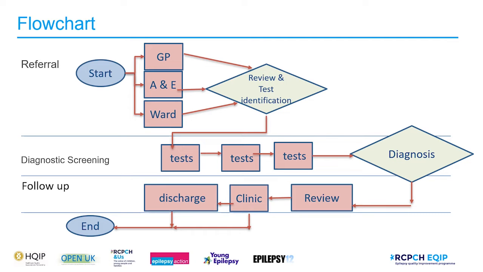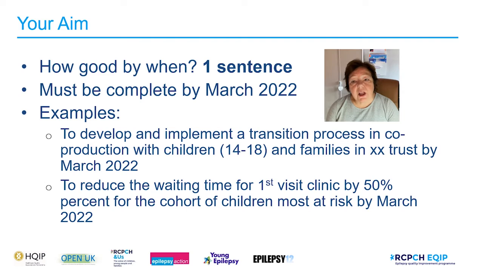We want you to have a clear aim statement for this project. How good by when? In one sentence, and the project must be complete by March 2022. Try and embed it in your day job because that makes the work easier to do. So here's a couple of examples of aim statements: to develop and implement a transition process in co-production with children, perhaps aged 14 to 18, and families in a trust by March 2022. To reduce the waiting time for first clinic visit by 50% for the cohort of children most at risk by March 2022. So we'd really like you to put your aim statements in this format, in one sentence: how good by when.